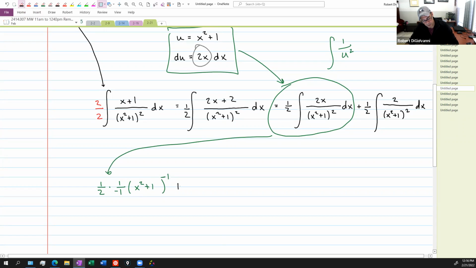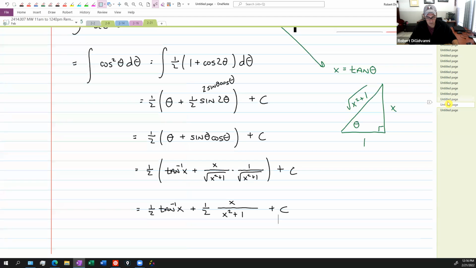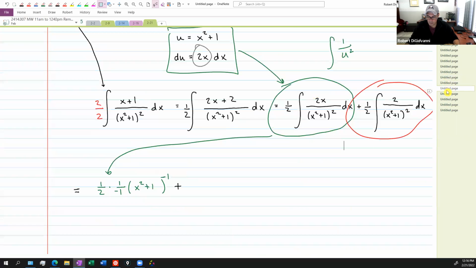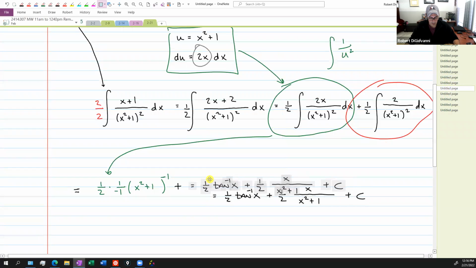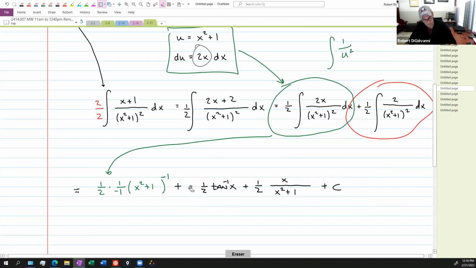It's going to be that answer plus what we just got for this answer, which was way over here somewhere. Here, this is it. Right there. I can take the equals out of there, just leave it as a plus. There we go. That's the answer.